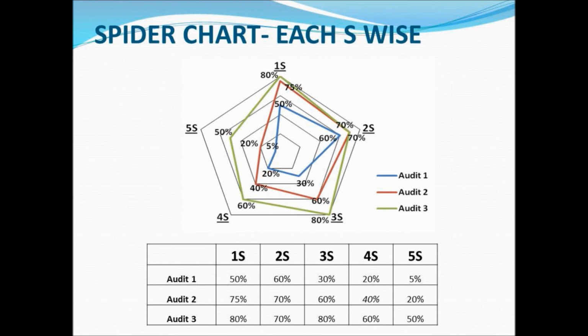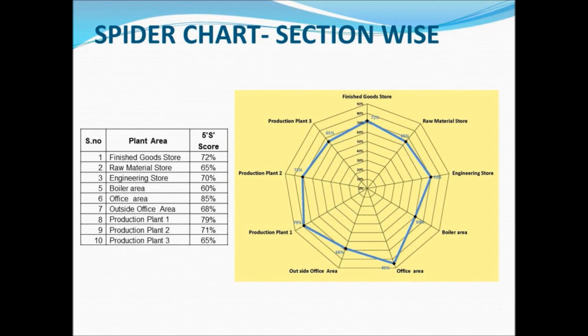Going back to the sequence, this is another spider chart wherein we are looking not S-wise but area-wise or zone-wise at what the score is, so that we can decide which score is poorer and which score is cleaner, and accordingly we can take either a reward or a corrective action as the case may be.